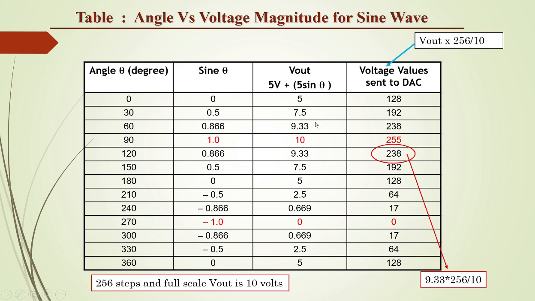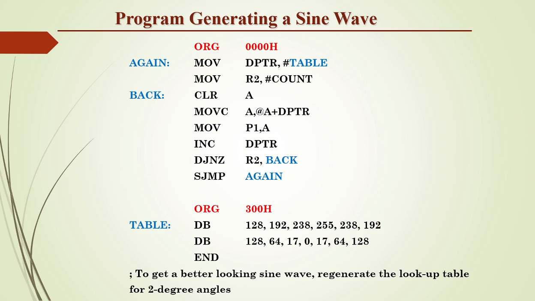So we have calculated all the integer values for all these V out using this formula, V out into 256 by 10. So here is the program to generate a sine wave.